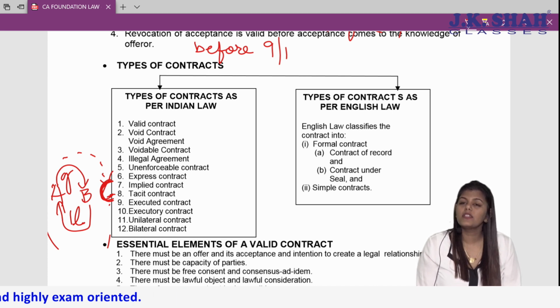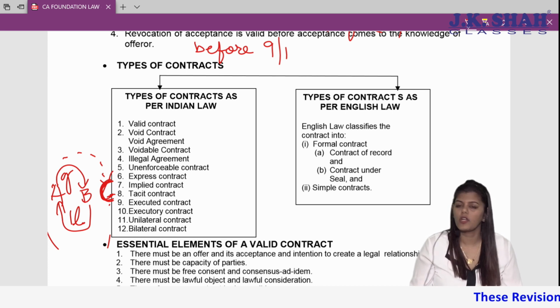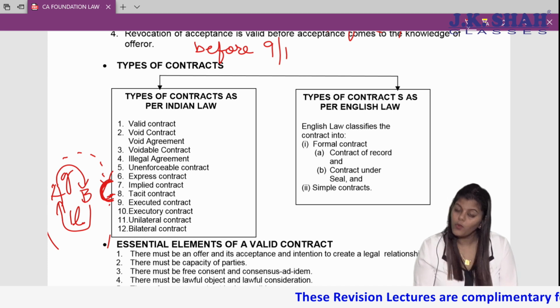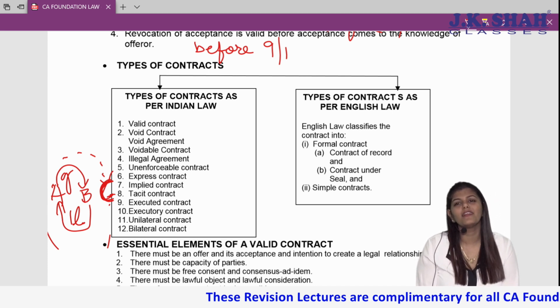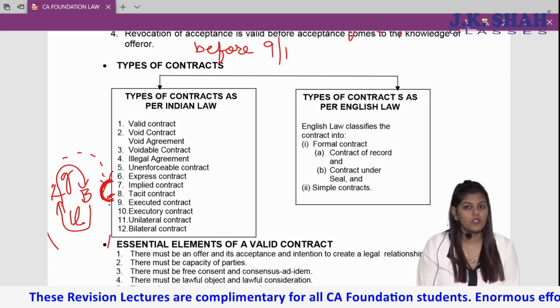Then contracts under seal, on which you put a seal. They are returned, they are delivered, and you put a seal. They are contracts under seal. And lastly, simple contracts. If you are wondering what simple contracts are, they have put all other contracts there. So as you can see, our law is more sensible.